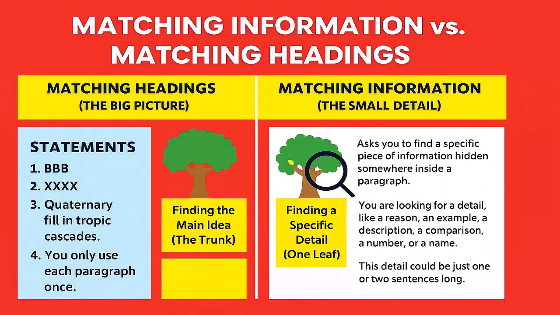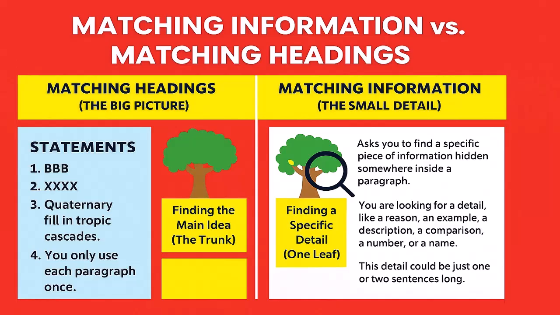Now, matching information is completely different. It does not ask for the main idea. It asks you to find a specific, small detail that is hidden somewhere inside a paragraph. You are not looking for the trunk of the tree anymore. Now, you are a detective looking for one single, specific leaf on one of the branches.